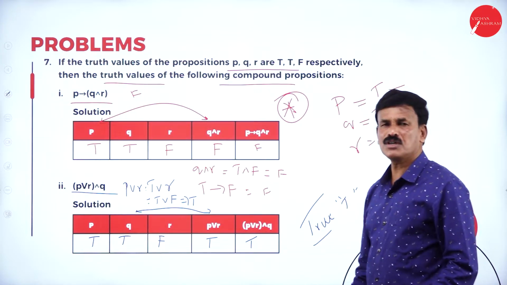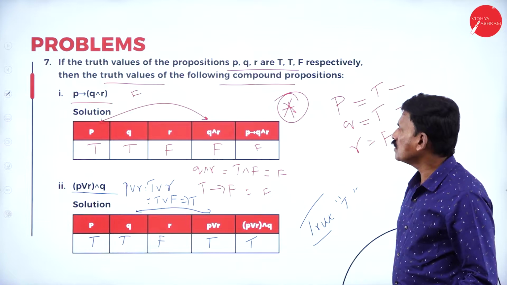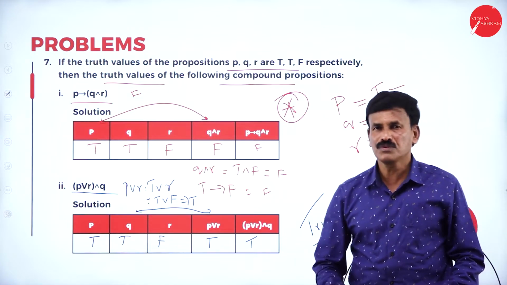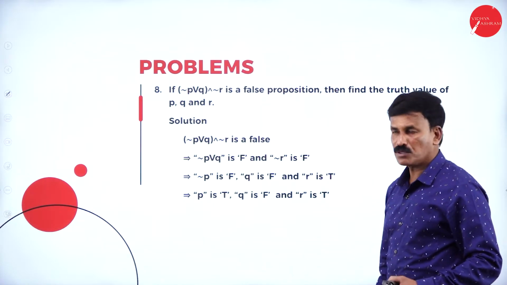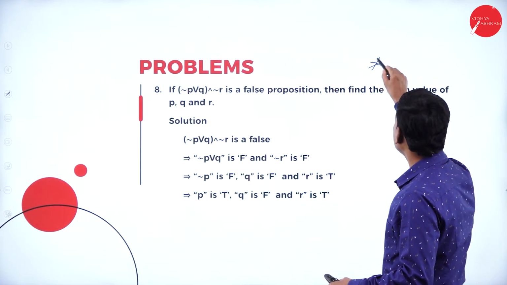That's it. This is how we are going to write the truth table for the following proposition. Hope you followed. Now, let us come to the next problem. Next type of problem. This is also a very important problem for 5 marks.